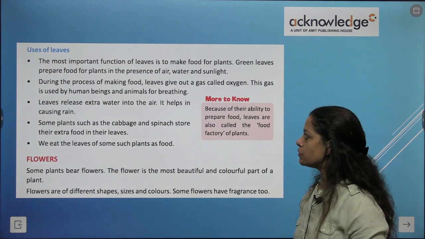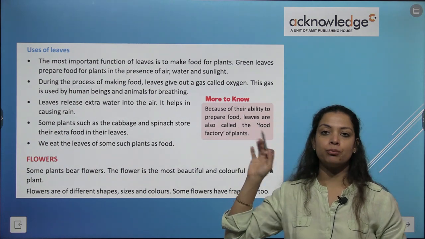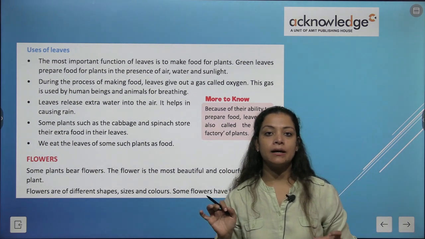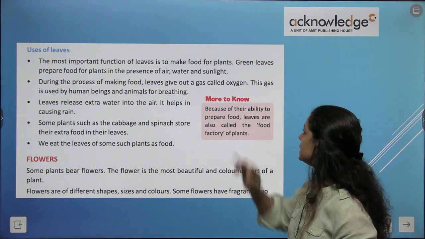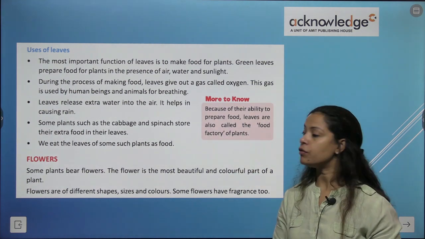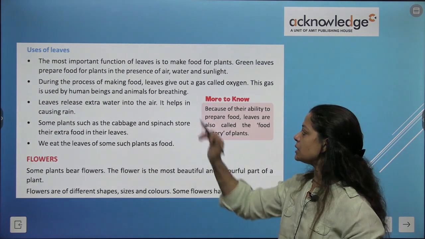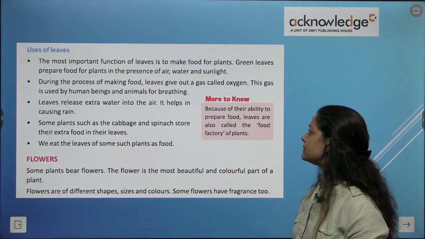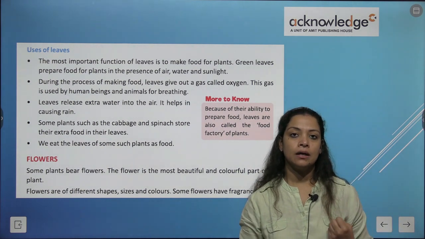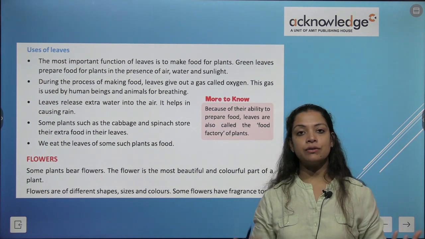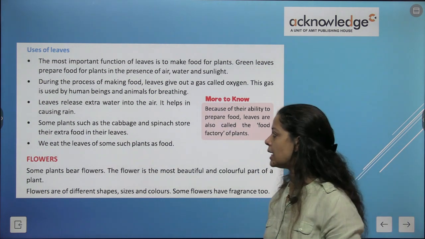Now what are the uses of leaf? The most important function of a leaf is to make the food. जैसे कि मैंने बताया, plants prepare their own food. So how do they prepare? Green leaves prepare food for plants in the presence of air, water and sunlight. During the process of making of food, leaves give out a gas called oxygen. और यही ऑक्सीजन हमें मिलता है to inhale. So that's why ये कहा जाता है कि plant more and more trees because they produce oxygen gas.